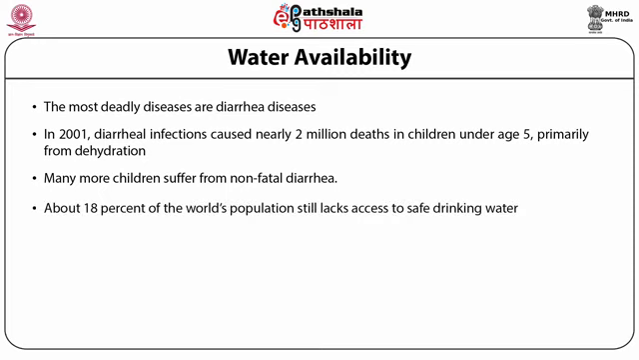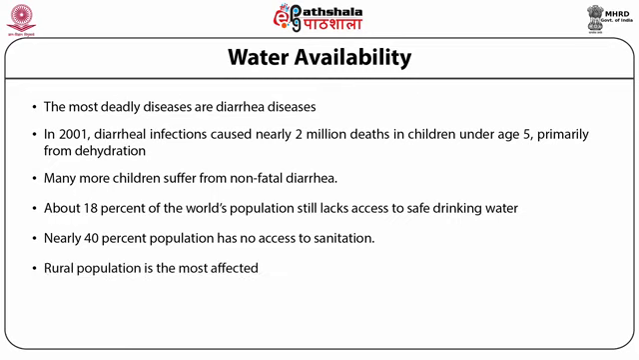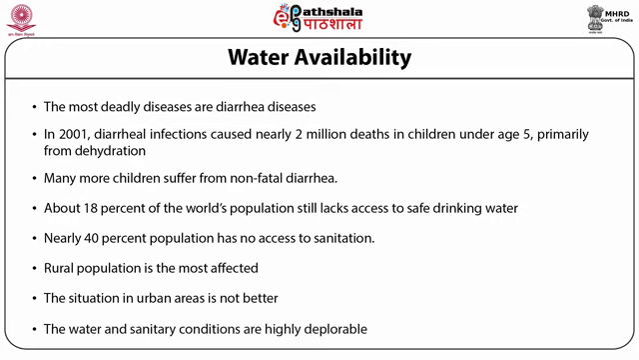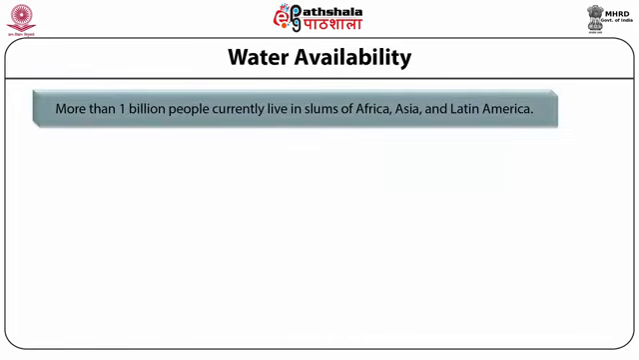About 18% of the world's population still lacks access to safe drinking water. Nearly 40% of the population has no access to sanitation. The rural population is the most affected. The situation in urban areas is not better. The water and sanitary conditions are highly deplorable. More than 1 billion people currently live in slums of Africa, Asia, and Latin America.